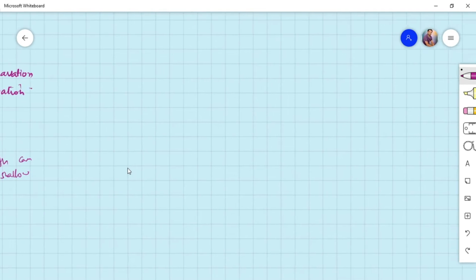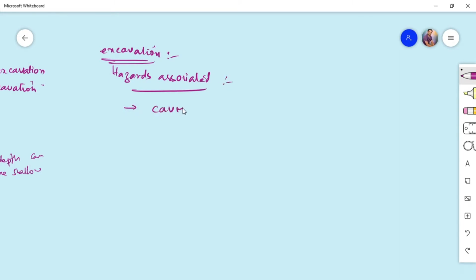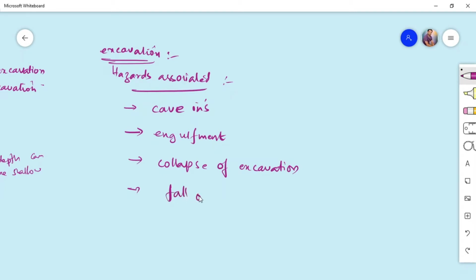Now while coming to excavation, what are the hazards? If you are taking excavation as an activity, what are the hazards associated with the activity? Cave-ins. Engulfment. Collapse of excavation, and fall of material or person, right?